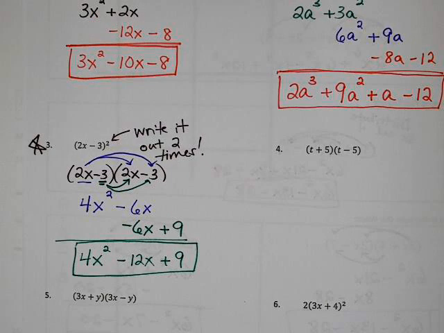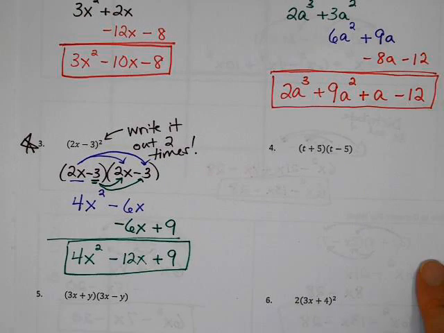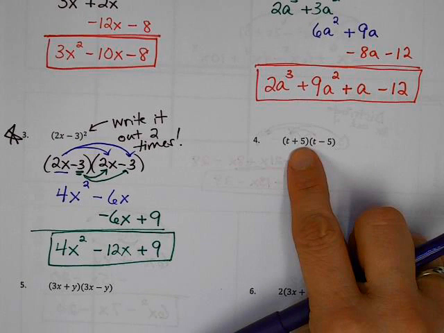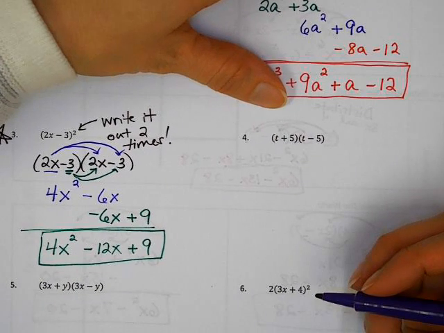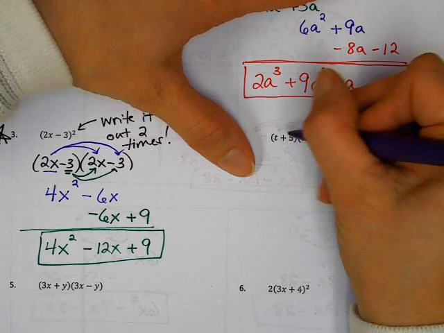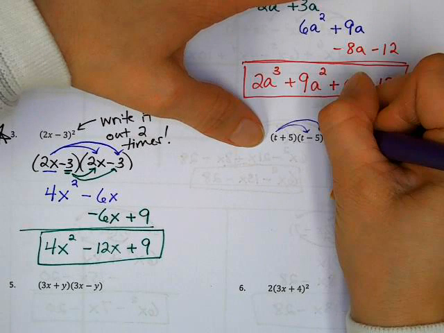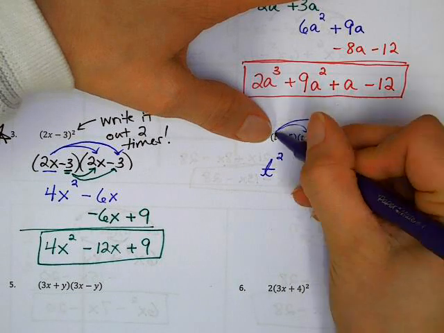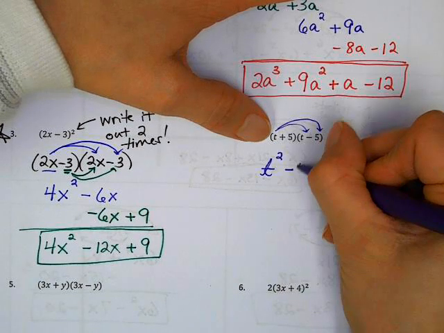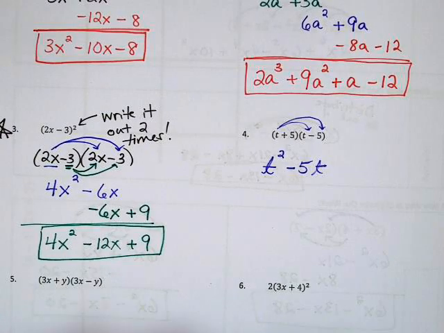Okay. All right, number 4. What happens when you have t plus 5 and t minus 5? Sometimes something interesting happens. Okay, so we'll distribute a t. Give him a t and distribute a t. A t times a t makes t squared. And a t times a minus 5 is minus 5t.